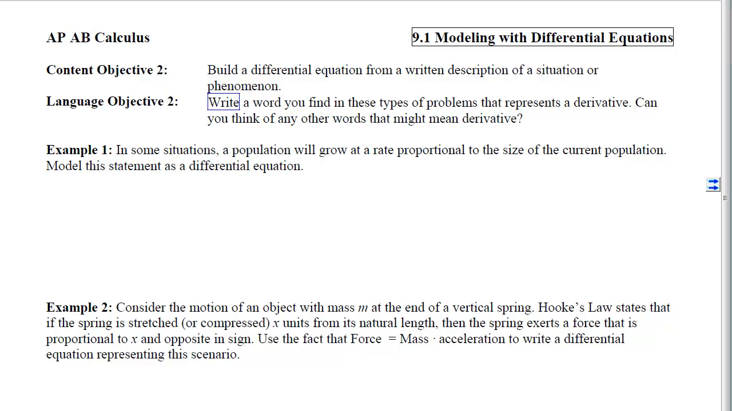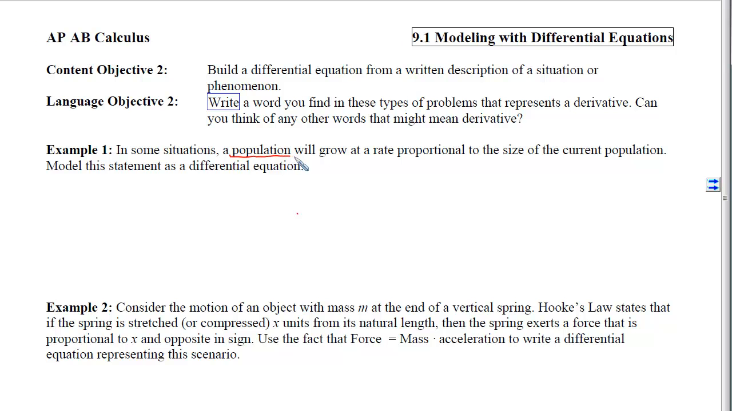With example 1, in some situations, a population will grow at a rate proportional to the size of the current population. We want to model this situation as a differential equation. So what we do is we look for words that mean derivatives. Here it says a population will grow at a rate. So when we're growing at a rate, we're talking about the rate of change in the population.